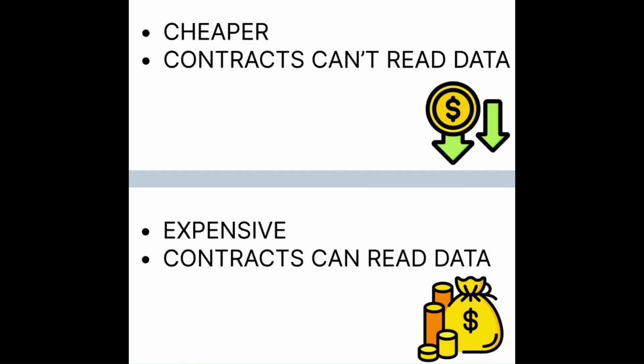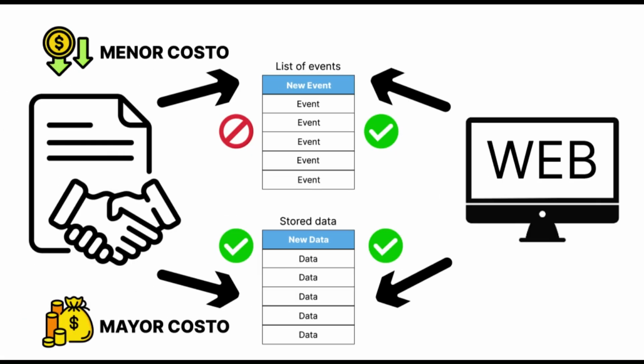This is why there is a difference in the gas consumed for functions that store data with events and other functions that store data in the contract variables. It's cheaper to store data with events because the contract cannot access this data. It's just to show to the user.